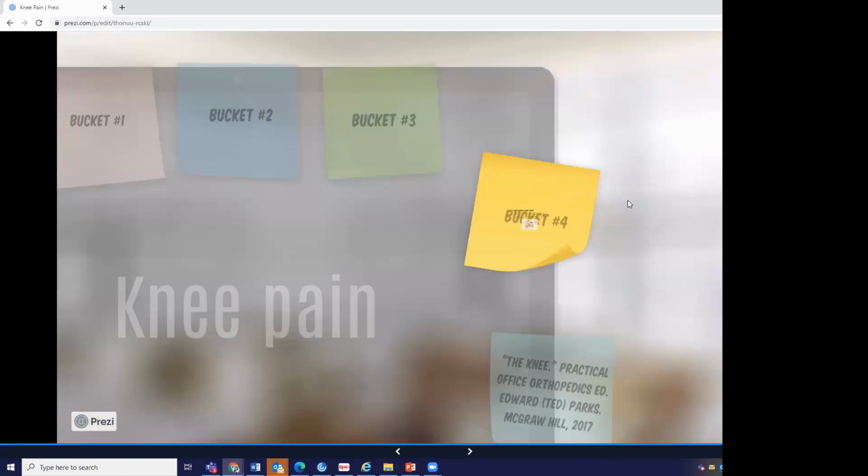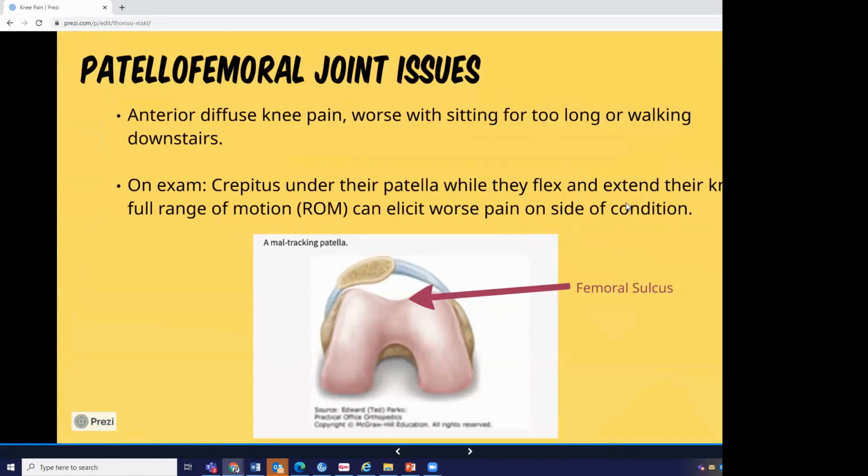Now, the last bucket will be the patellofemoral joint issues. So either patellofemoral syndrome or patellofemoral OA. Now, I know you guys know this, but the classic example for patellofemoral syndrome, can someone tell me, or do you guys remember from our steps what this patient might sound like?